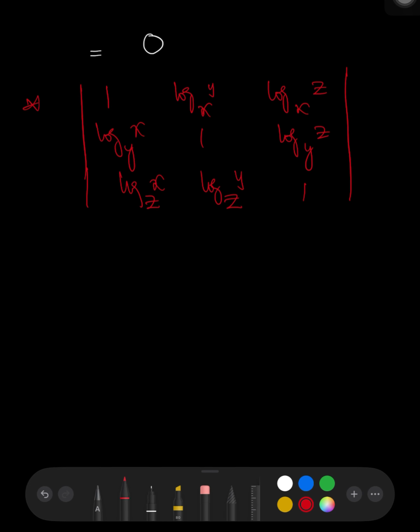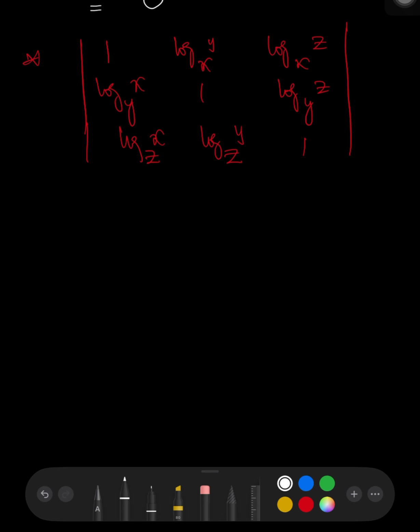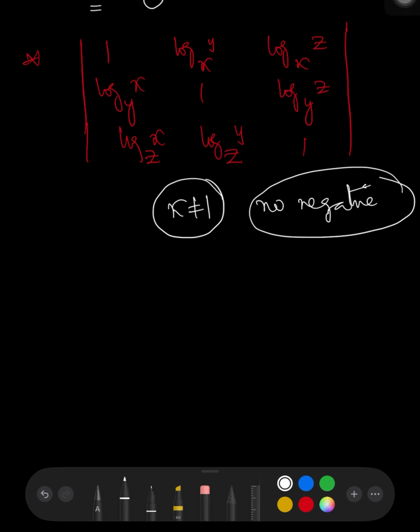Now when you are solving this type of question, here also we can go with the value substitution. Now here we can't substitute x equal to 1, x not equal to 1. We have to substitute, and no negative values are accepted. Negative values we can't take because it is a logarithm. So we keep in mind x not equal to 1, y not equal to 1, z not equal to 1, because those are in the base.